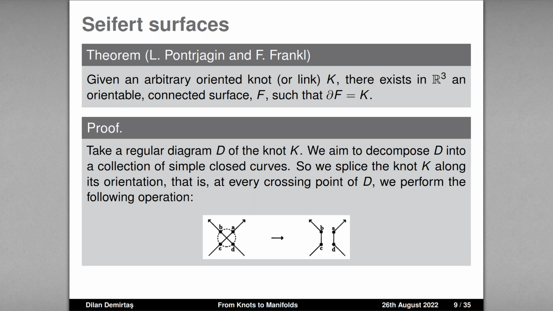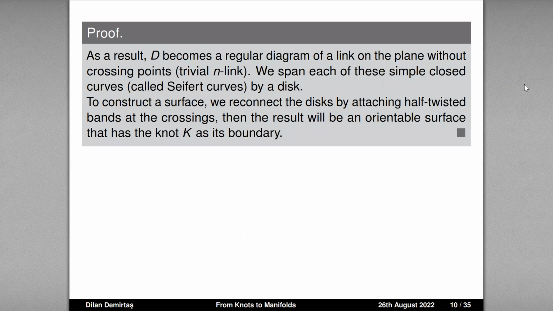So at every crossing point of D, we draw a circle like this and denote the intersection points of the circle and the knot by A, B, C, and D. And we delete the interior of this circle, then connect B to C and A to D. That way, we eliminate all the crossings of that diagram. As a result, D becomes a regular diagram of a link with n components without any crossing points.